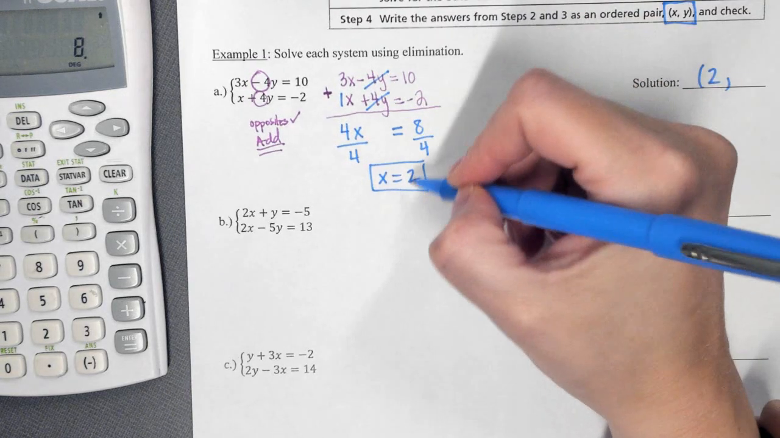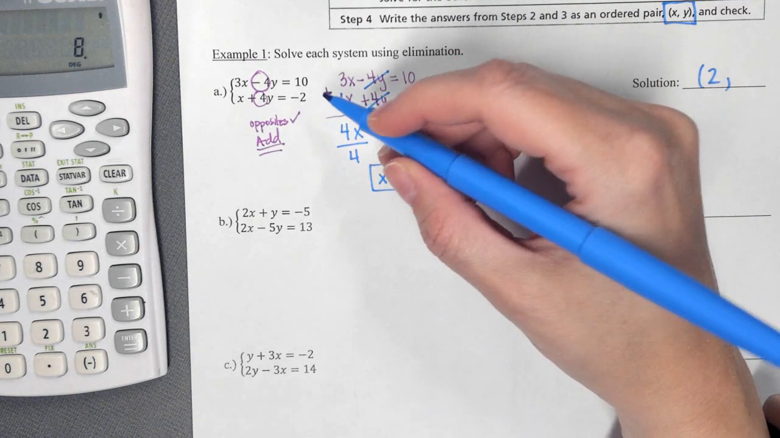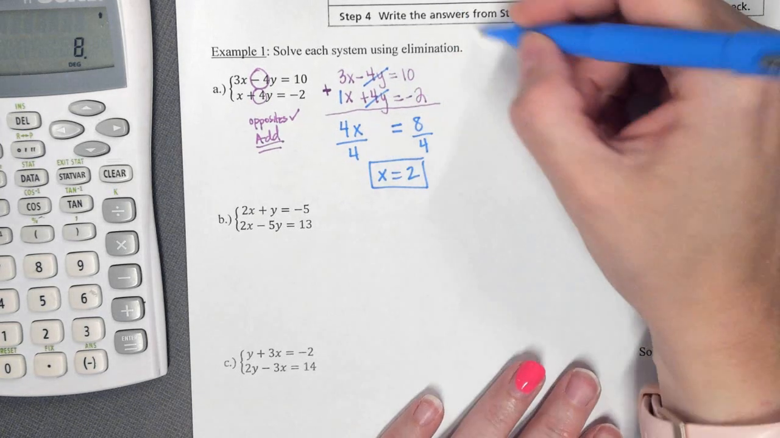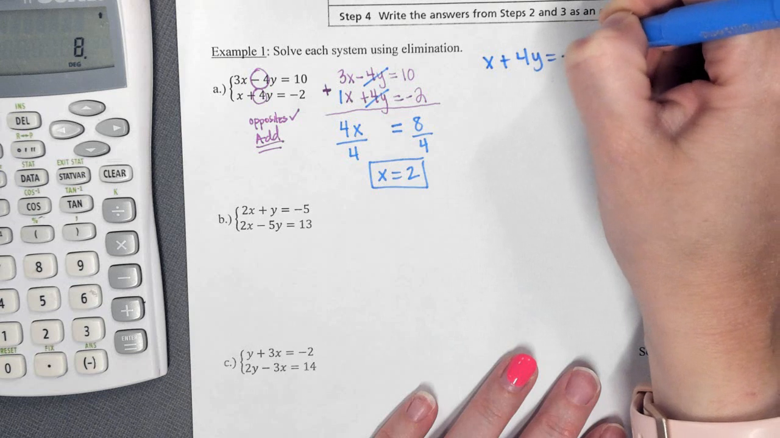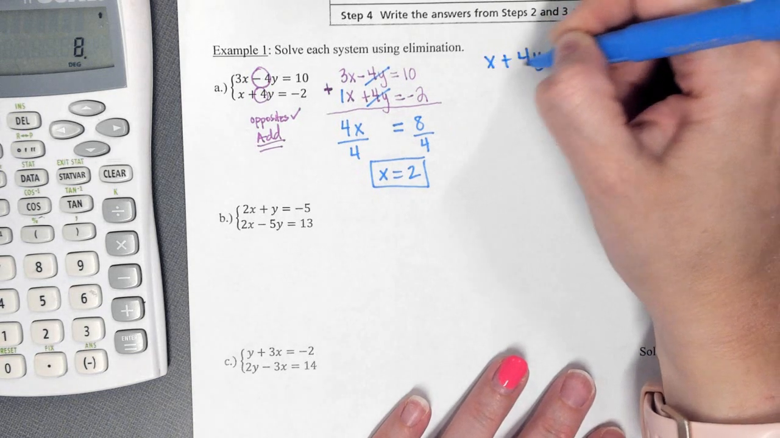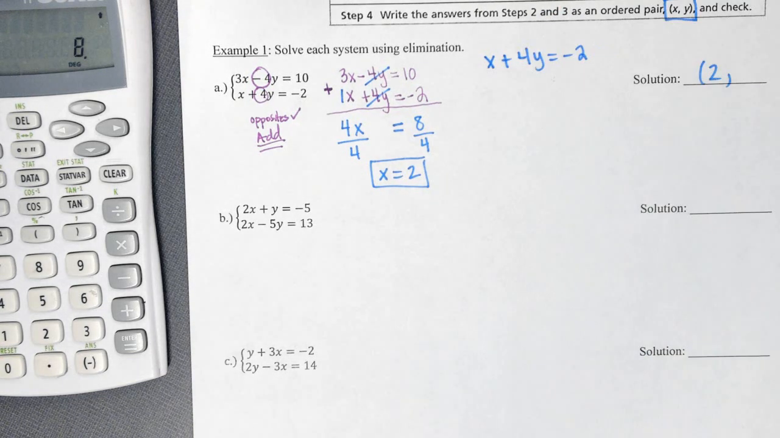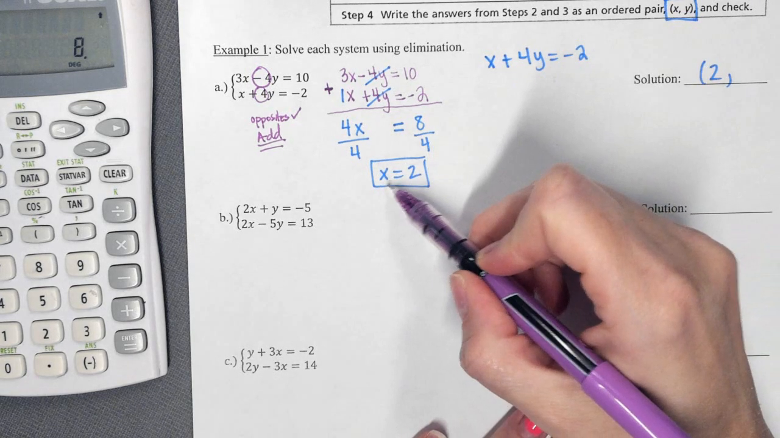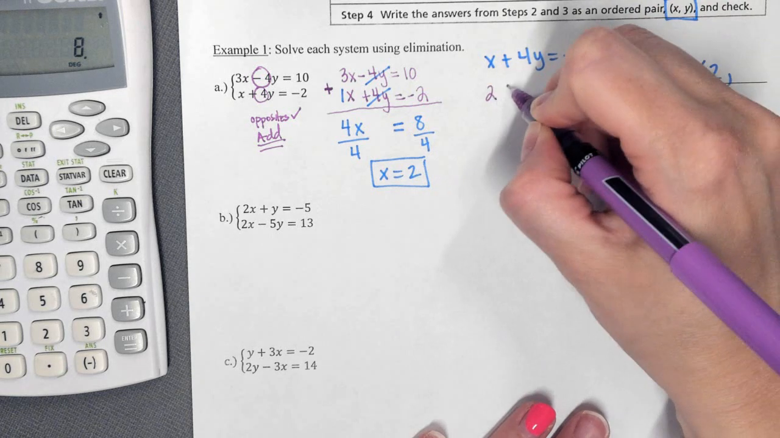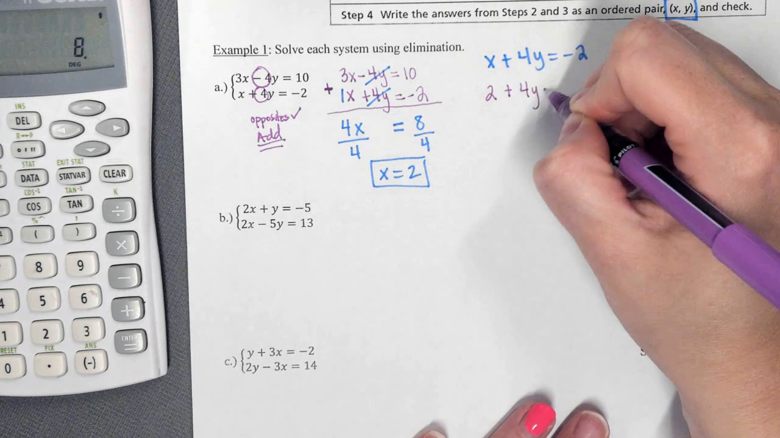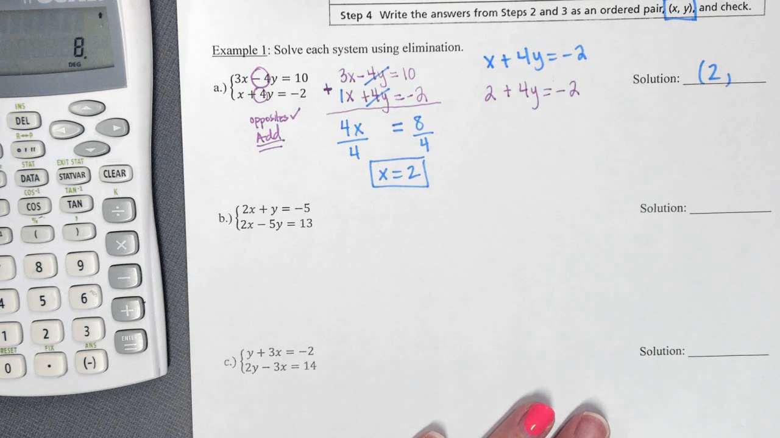Okay, so when you're deciding which one to plug it back into, it doesn't matter. You can choose your favorite one. For me, I like this one because I feel like I have a positive here, and that is usually easier to do. So if it's x equals 2, I have to plug in 2 for x, and now I have to solve this for y.